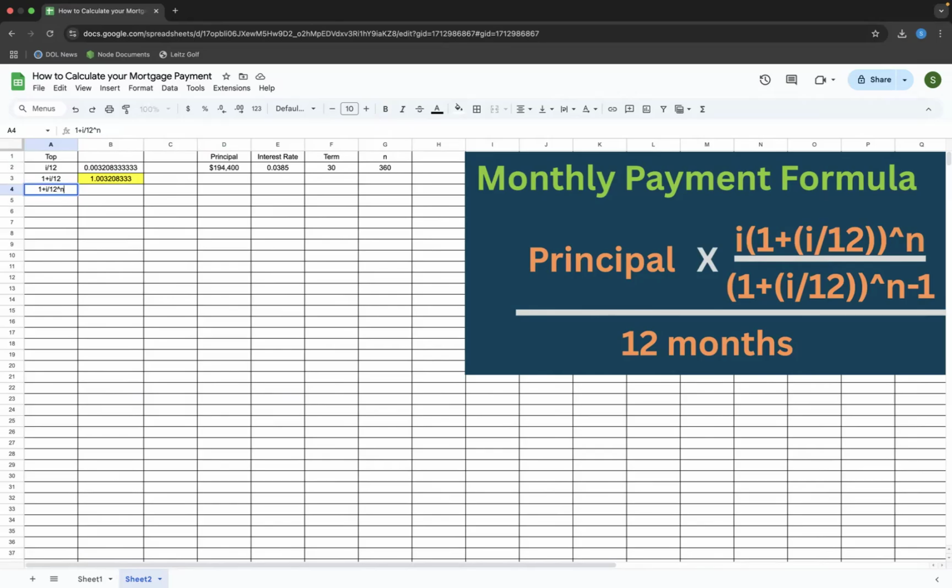And then we're going to raise it to the exponent of the number of payments. So I'm going to take this top number and raise it. So I'm going to say equals this number, shift 6, and then raise it to the number of payments. And just like that, we get this number.